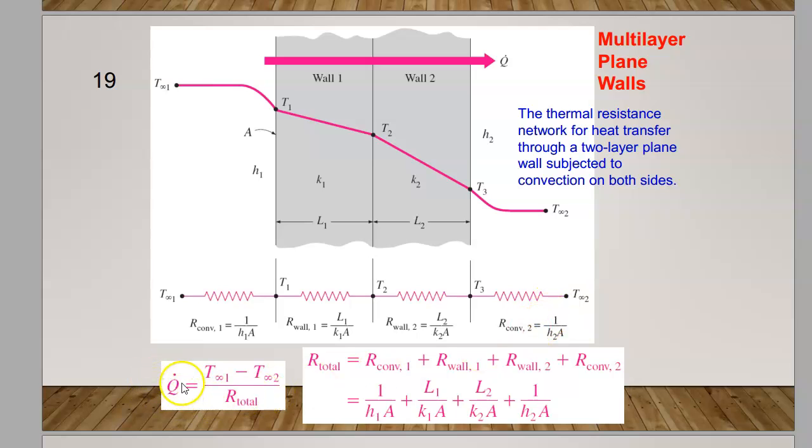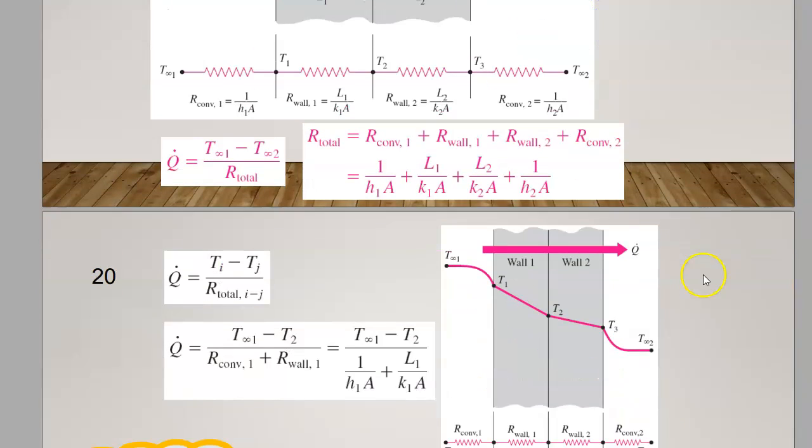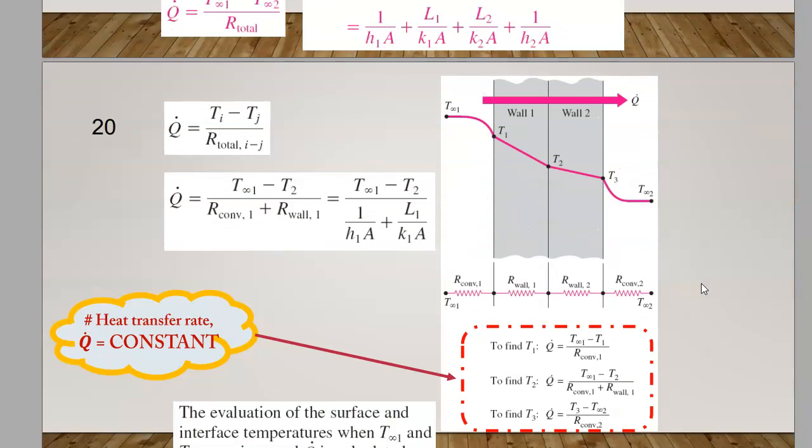In total, Q is equal to T infinity 1 minus T infinity 2 over R total. So just calculate R total: R convection 1 plus R wall 1 plus R wall 2 plus R convection 2. We got everything, plug it in, and we get Q. Okay, let's see another one.